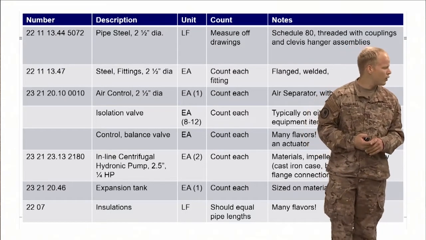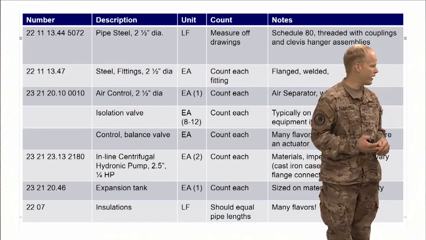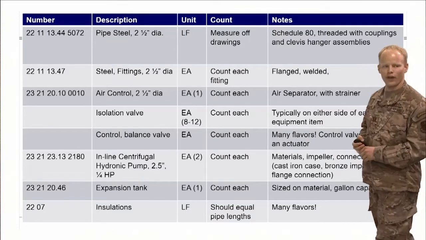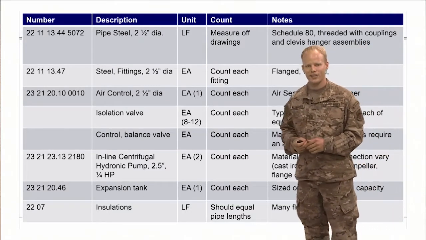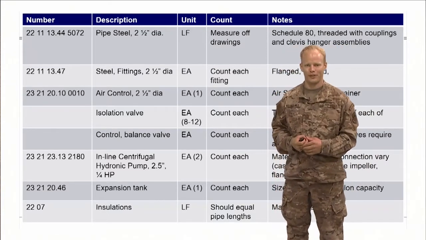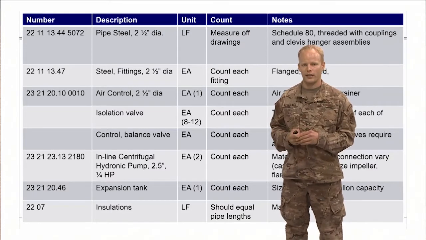Then you have your air control. So read off the schedules of what it is. So air separator with strainer, isolation valve, and your control valves. I did not include numbers on these because as I was going through them, I realized that there are many different flavors of this. So consult your schedules, find out what's in there, what they are.